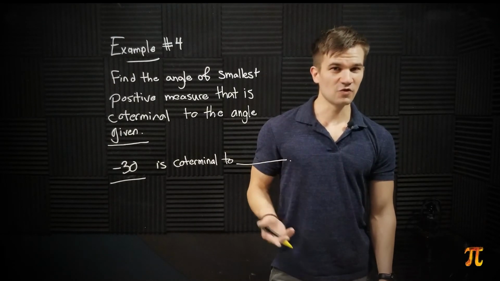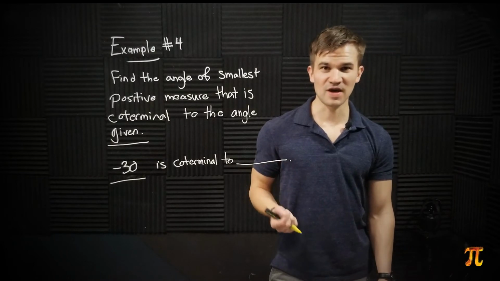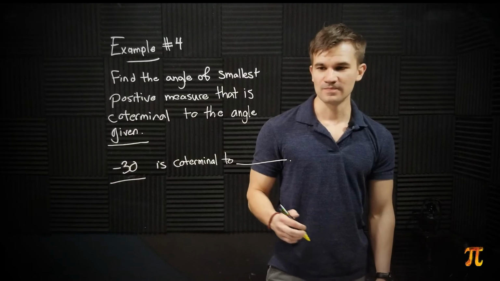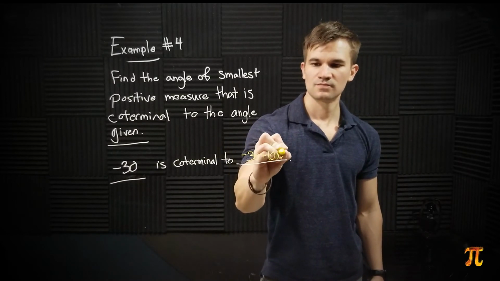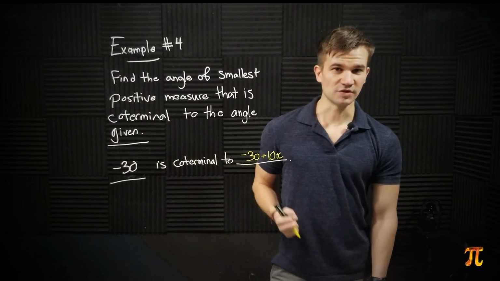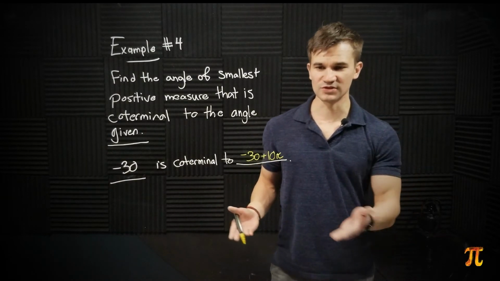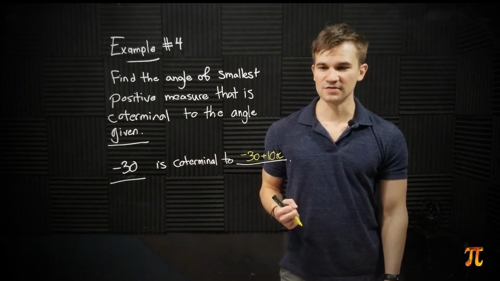Well, pi is a little over 3, so we should get the smallest positive angle by adding 10 times pi to minus 30. And that's going to be the angle we're looking for. Since we weren't told to round or anything like that, we should leave the angle in its exact form, which is just that, negative 30 plus 10 pi.